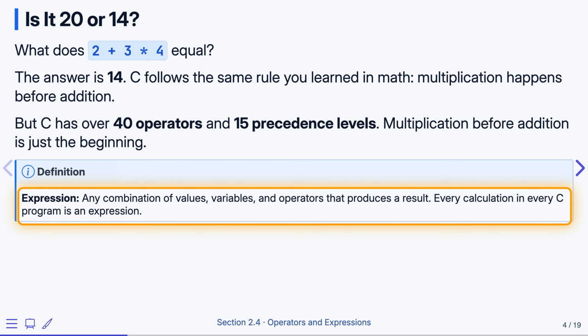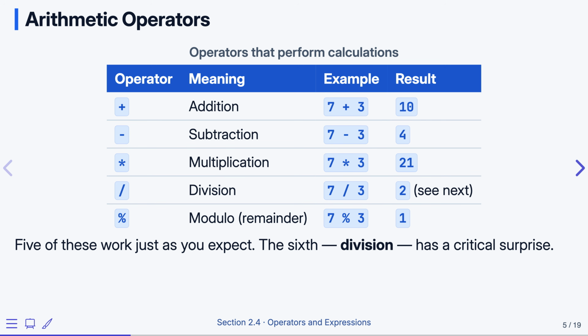Let's define the key word. An expression is any combination of values, variables, and operators that produces a result. Every calculation in every C program is an expression. Here are the arithmetic operators. These do the calculations you already know from math.